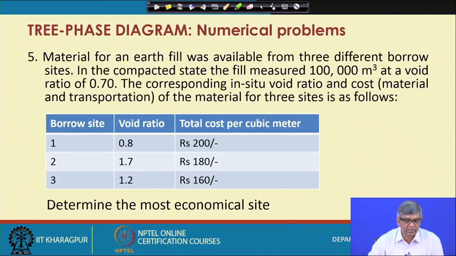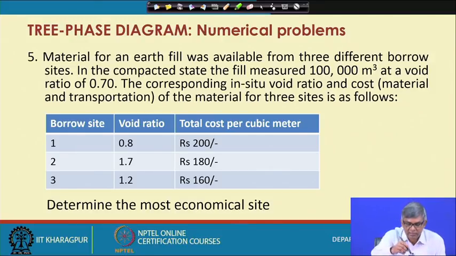So, for site 1, the in situ void ratio is 0.8 and the cost for transportation and material together is 200 rupees per meter cube. Similarly, for site 2 the void ratio was 1.7 and cost for transportation and material 180 rupees per meter cube, and site 3 void ratio was 1.2 and the cost for material and transportation was 160 rupees per meter cube. Now, we have 3 sites, their costs and conditions are known. We have to find out which site is the most economical.